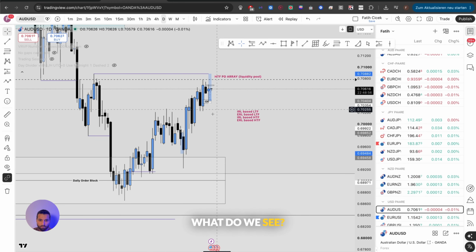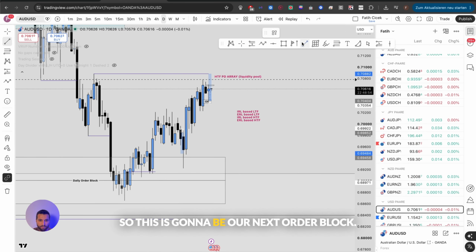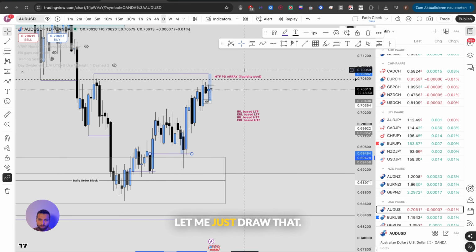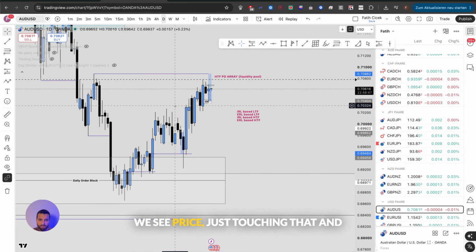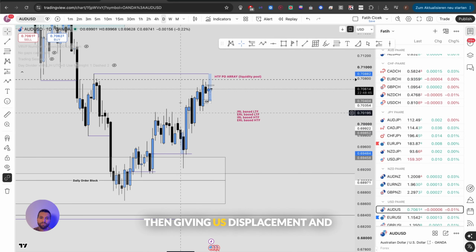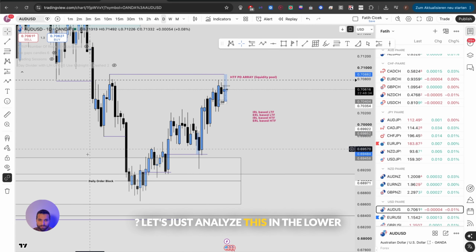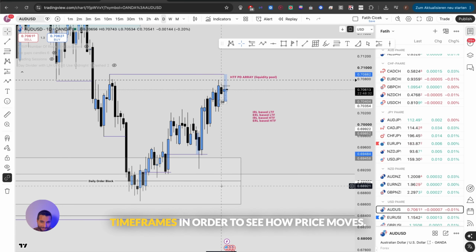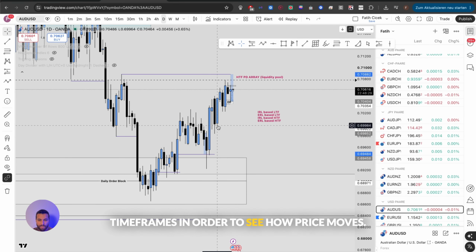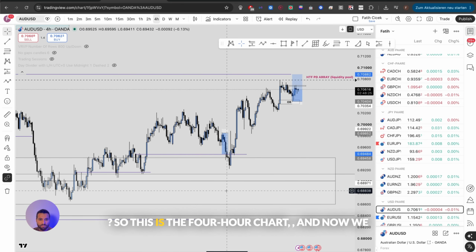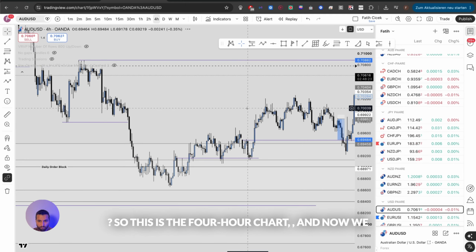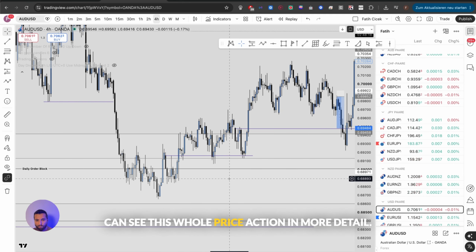What do we see? This is going to be our next order block. Let me just draw that. We see price just touching that and then giving us displacement and a nice reaction from there. Let's analyze this in the lower time frames in order to see how price moves. So this is the 4-hour chart, and now we can see this whole price action in more detail.